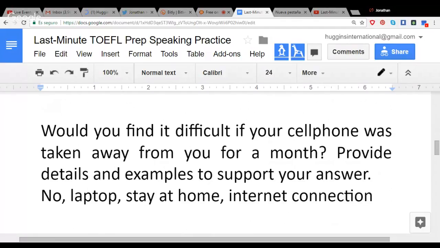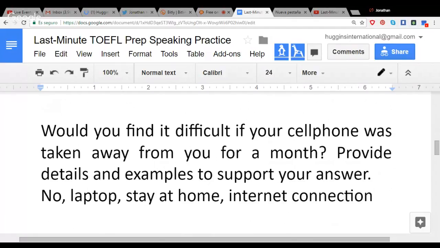Let's go. Okay, so actually, I would not necessarily find it difficult if my cell phone was taken away from me for a month. One of the reasons why I would say that is that I work from home, I teach online, and so I do not necessarily need my cell phone to be connected. For example, I have a laptop and it has a good internet connection, and there's also a landline telephone in my house. So if I need to, I can contact people on my computer with my email.